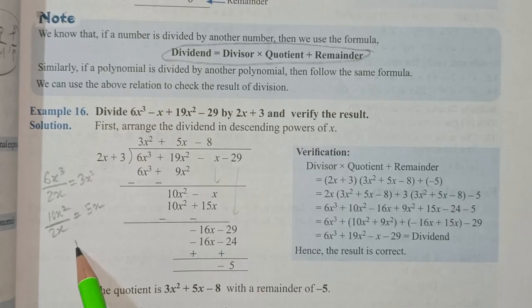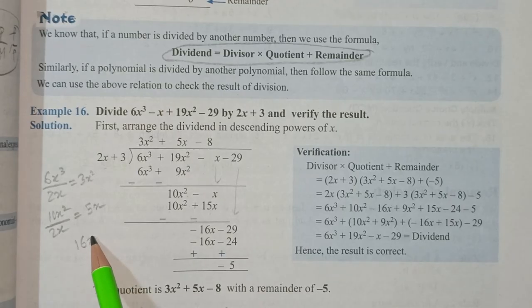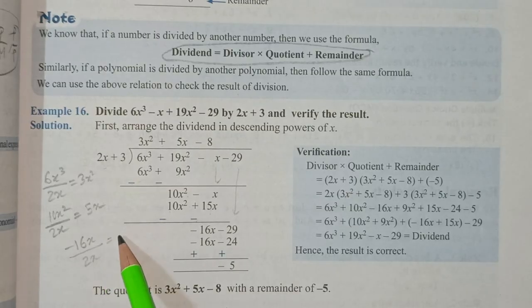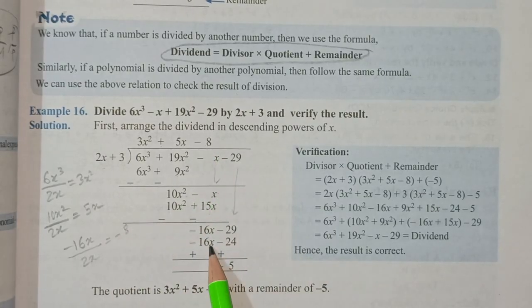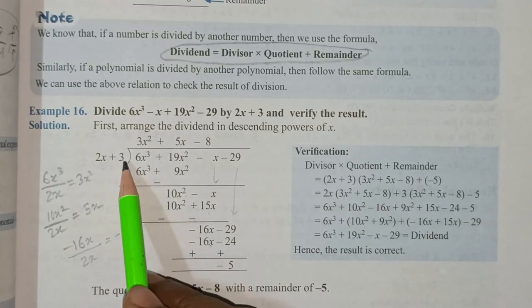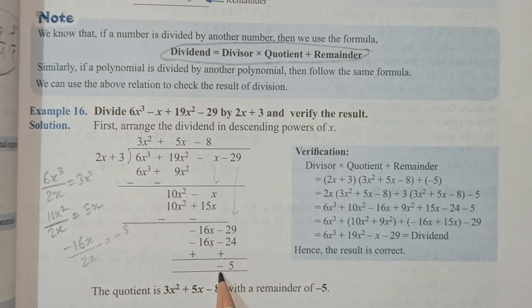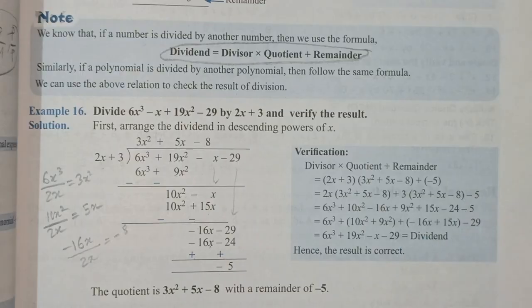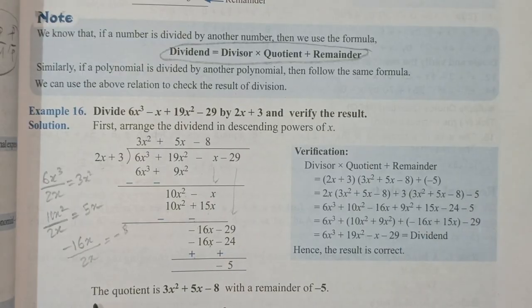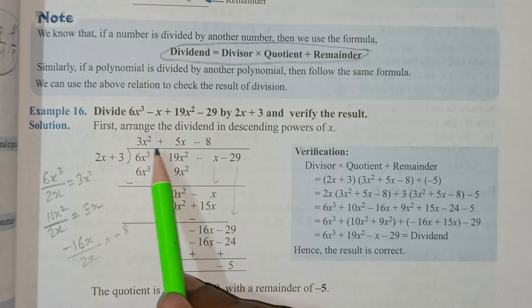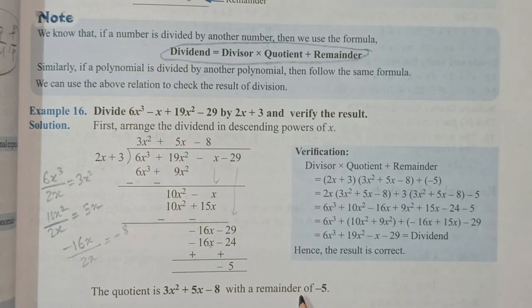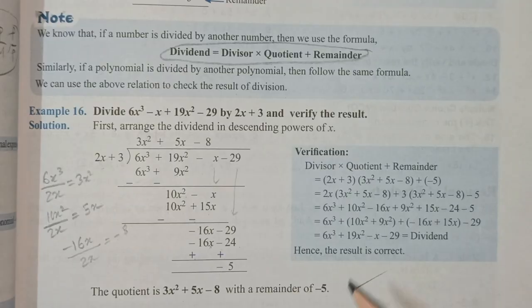Now the third step, which is minus 16x divided by twice x. What is the result? The result is just minus 8. So you multiply by minus 8, and the result is just minus 16x, and then again 8 3s are 24, minus 24. You see, the remainder is minus 5. It doesn't matter. So you just write the answer. The quotient is 3x square plus 5x minus 8 with the remainder of minus 5. Okay, see, there is the verification as well.